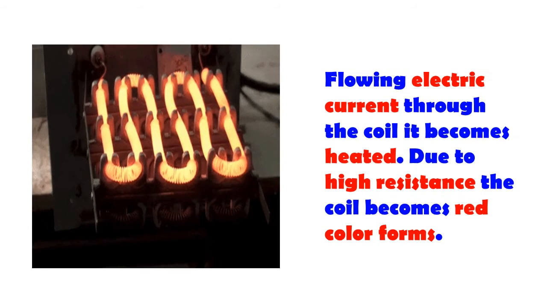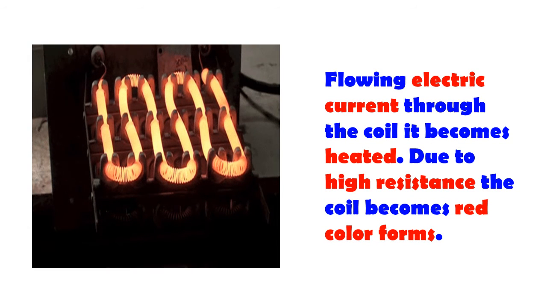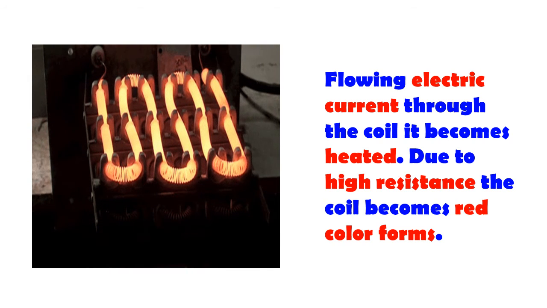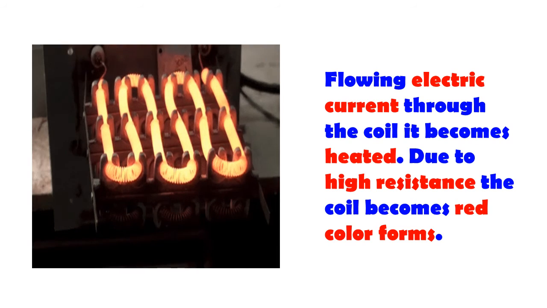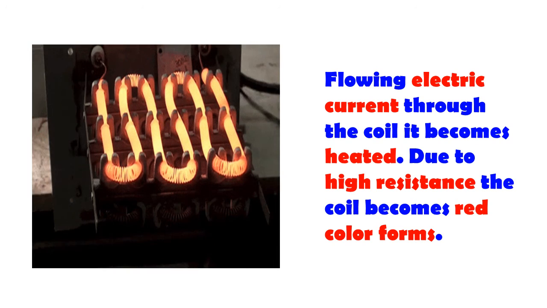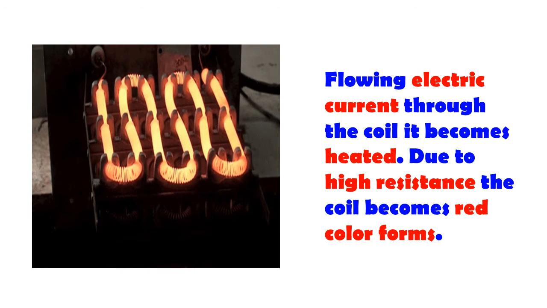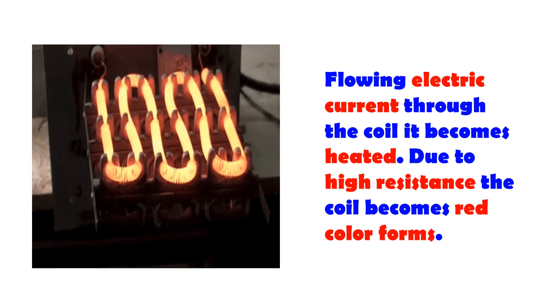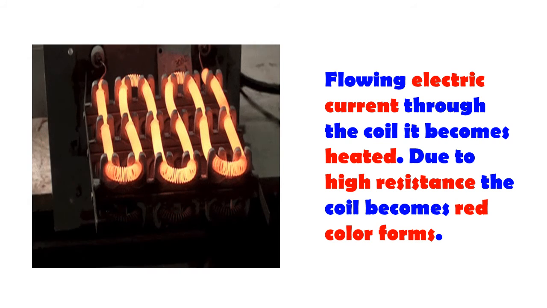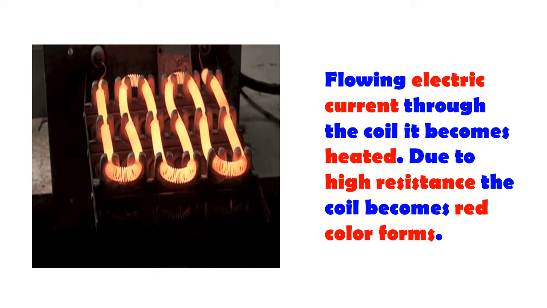Electric heater, it is also an application of the heating effect of current. In an electric heater, a coil is used which is made of high resistance material like nichrome. The coil is wound in the groove on a ceramic former or china clay, and on flowing the electric current through the coil, it becomes heated. Due to the high resistance, the coil becomes red hot.